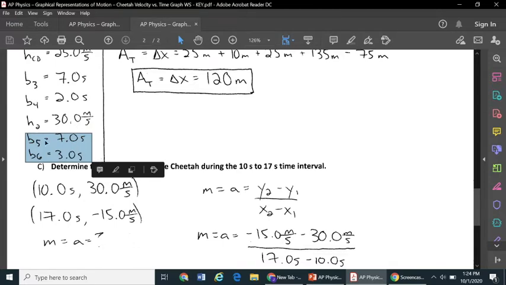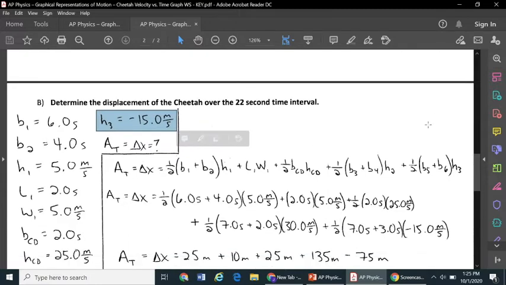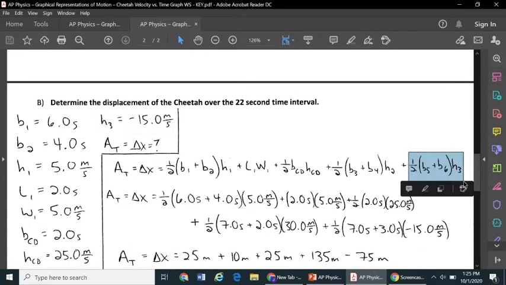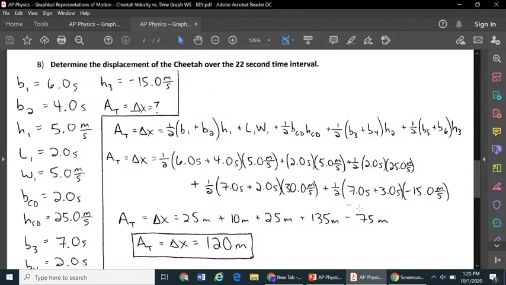So I have base 5 is 7.0 seconds, base 6 is 3.0 seconds, and the height, h3, is negative 15 meters per second. The area of that trapezoid is 1/2 b5 plus b6. That's the average of those two bases, and then times the height, h3. And so plugging that in here, I have 1/2 of 7 plus 3. That's the average of the bases, and then times negative 15. And so 7 plus 3 is 10. Half of 10 is 5. And then 5 times negative 15 is negative 75.